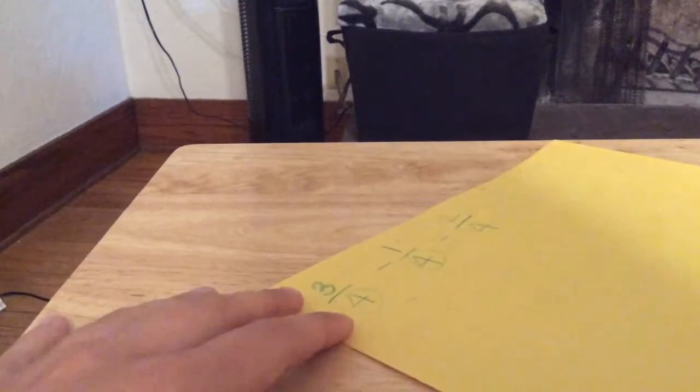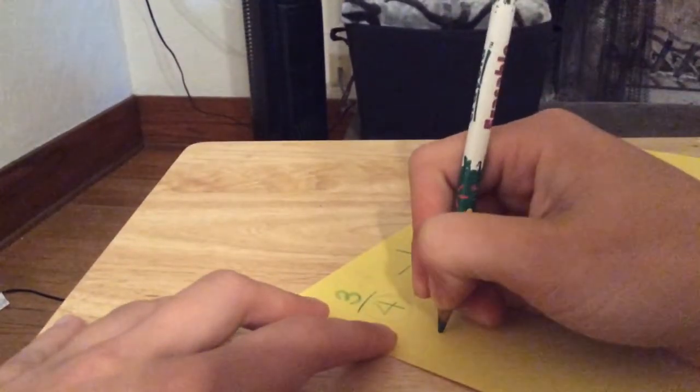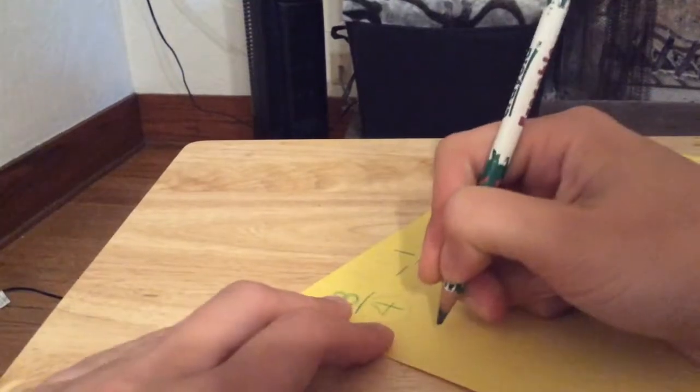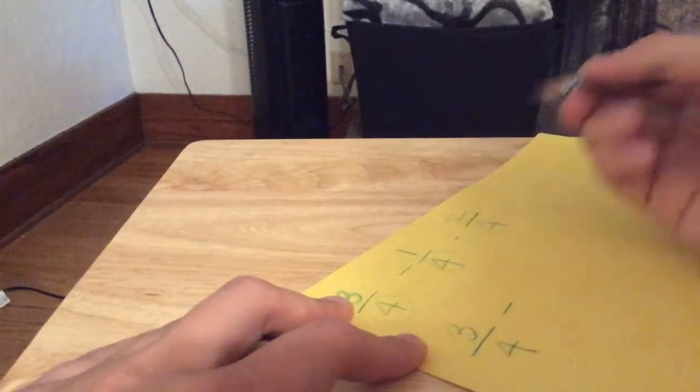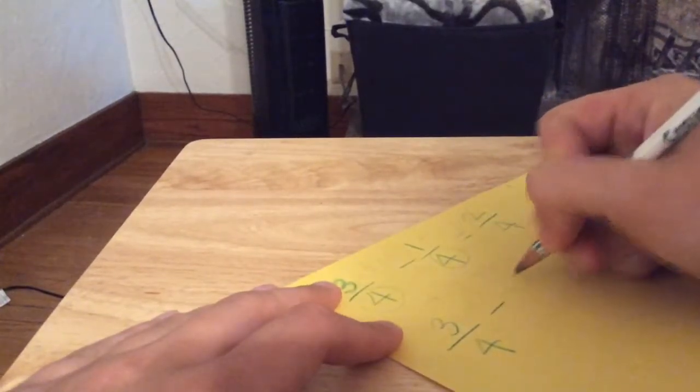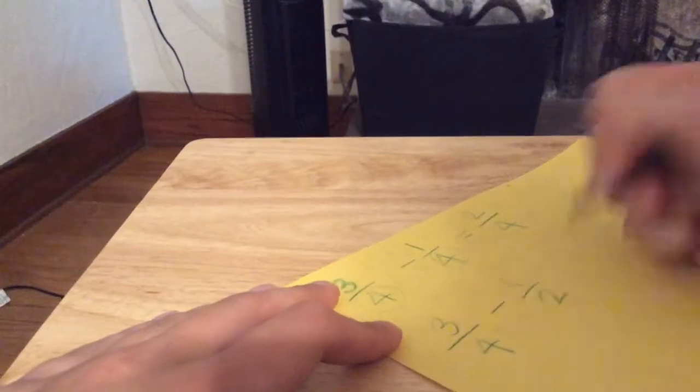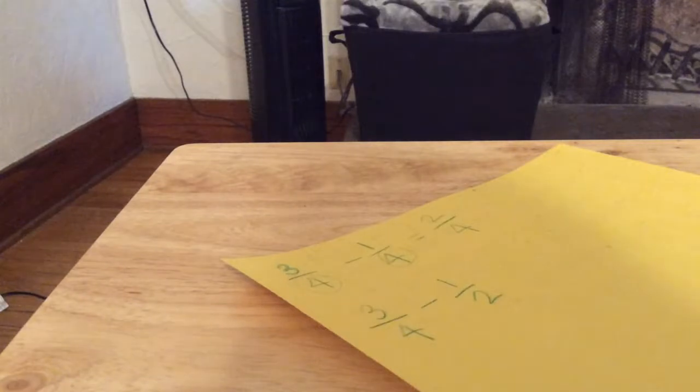So what happens when you have two different denominators, such as 3/4 minus 1/2? This makes it a little tricky because you know that 4 minus 2 equals 2, 3 minus 1 equals 2. Well, that would equal 2/2, which would equal 1. But we know that 3/4 minus 1/2 isn't going to equal 1.